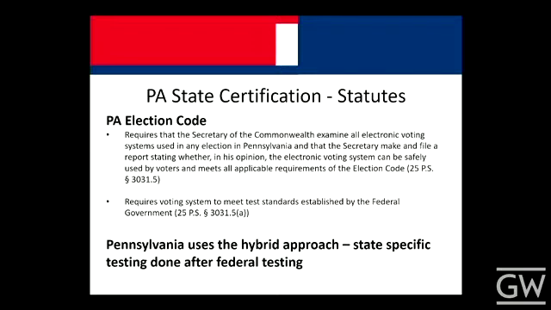So now coming to Pennsylvania, what the Pennsylvania election code says about voting systems is that every voting system used in the state must be examined and certified by the secretary. The election code also requires that the voting system must meet federal standards. That being said, Pennsylvania has always used the hybrid approach, where state-specific testing was done after federal testing.